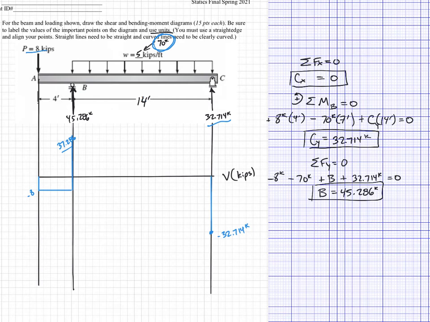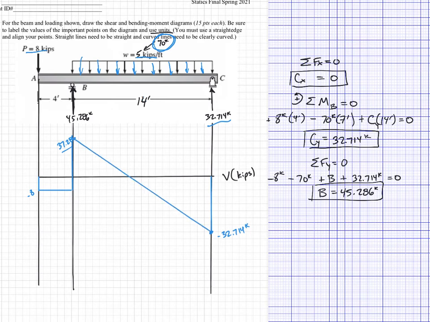Okay. Now, as far as the slope of this thing, we'll note we were going down 5 kips per foot. We were going down the same amount for every foot we went to the right. So this is going to be just a nice straight line. Okay, so here we go. If I can draw that straight line, boom.